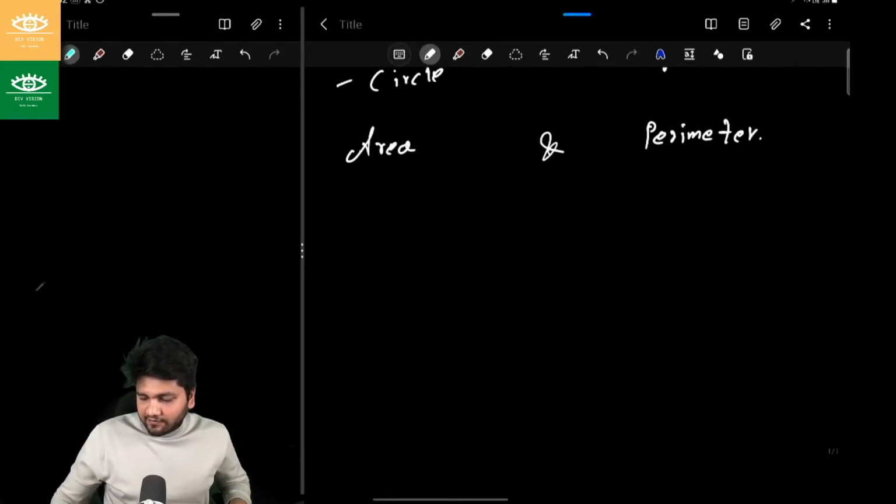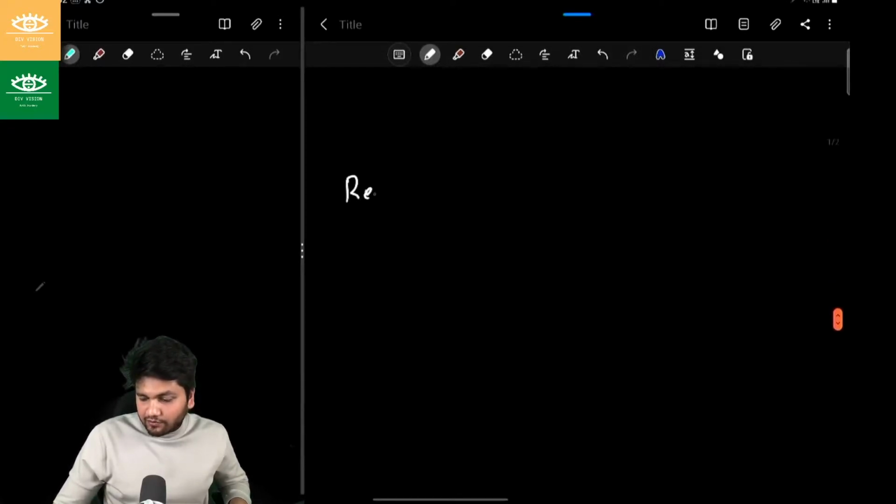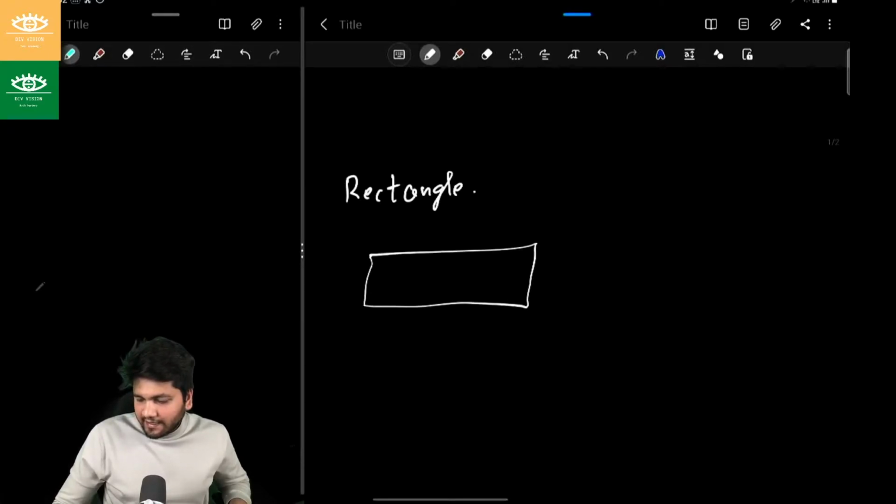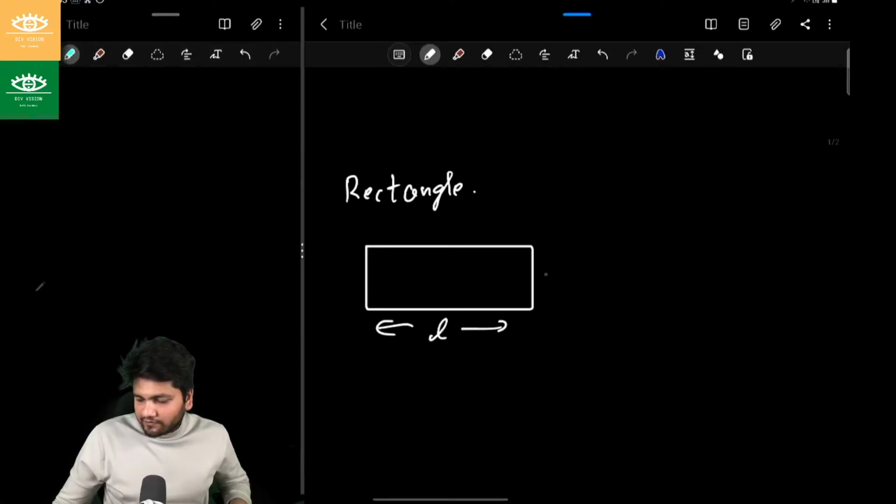Now we'll start with the rectangle. Remember, I'm going to give you one tip which will be so useful that you won't ever make silly mistakes. So we'll start with the rectangle. A rectangle is like this, and this is the length of the rectangle and this is the breadth of the rectangle. Then the area of the rectangle is going to be L into B.